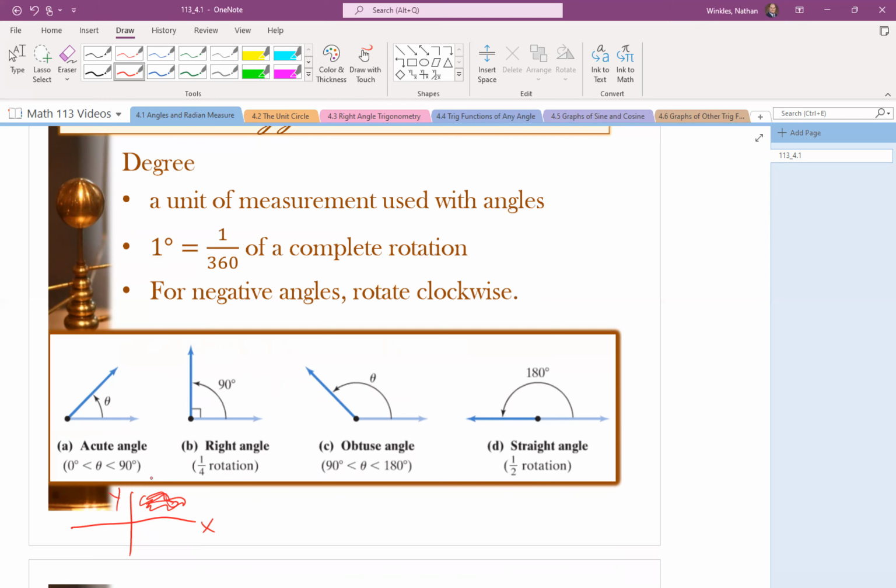Versus, say, an obtuse angle is any angle that ends over here in the second quadrant, because theta has to be greater than 90 degrees but less than 180 degrees.